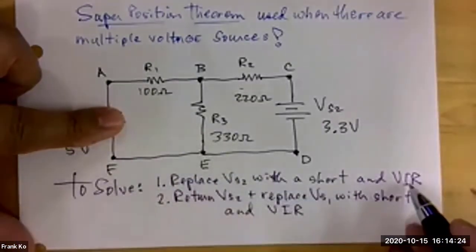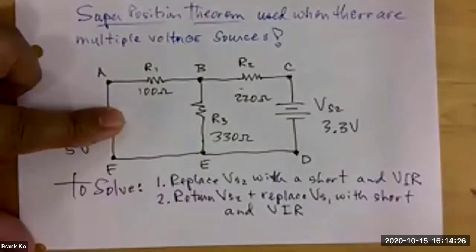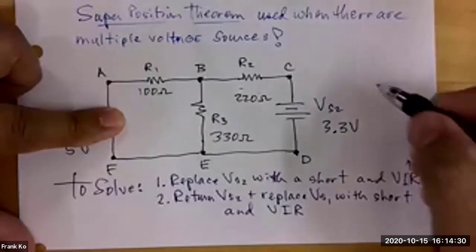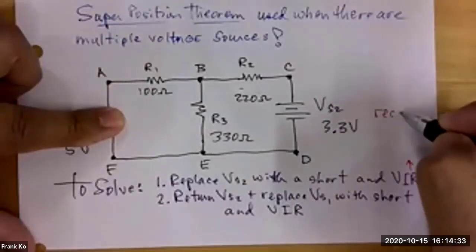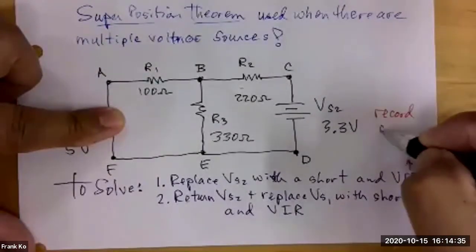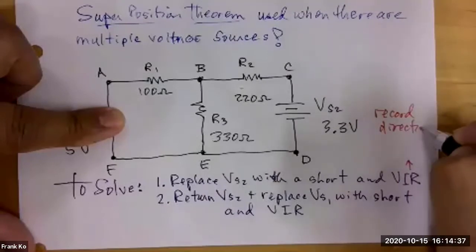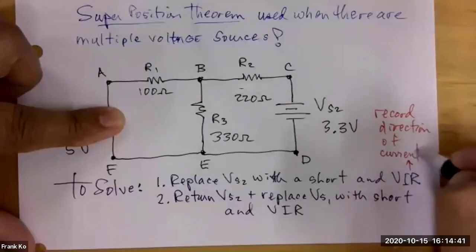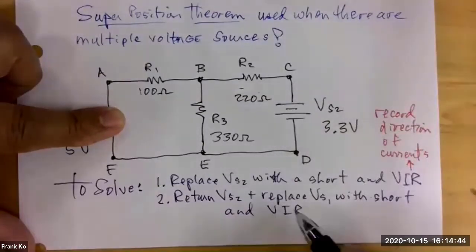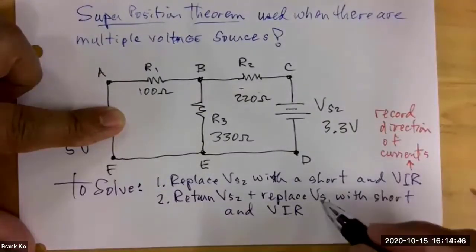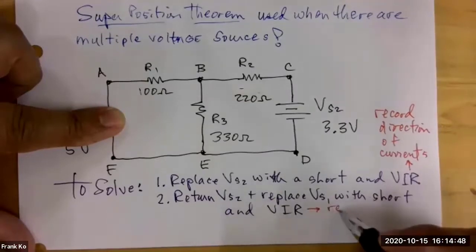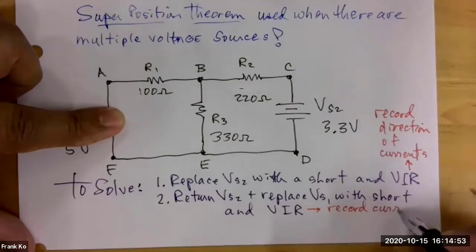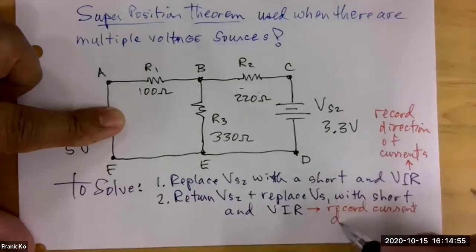What's different about your VIR in each of these instances, when you do the VIR table, you're also going to record direction of current. And same thing here. When you do this VIR, you're also going to record current directions.